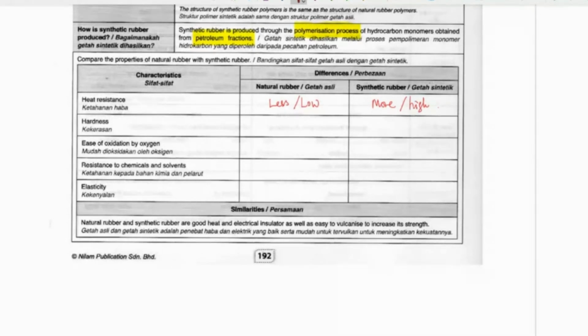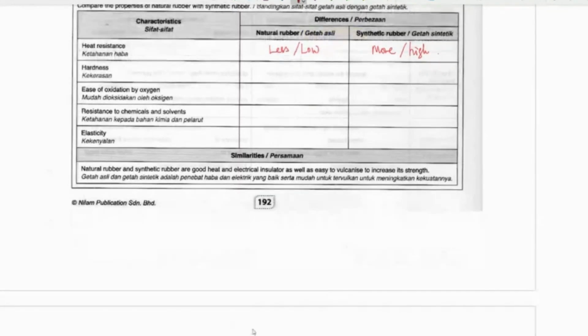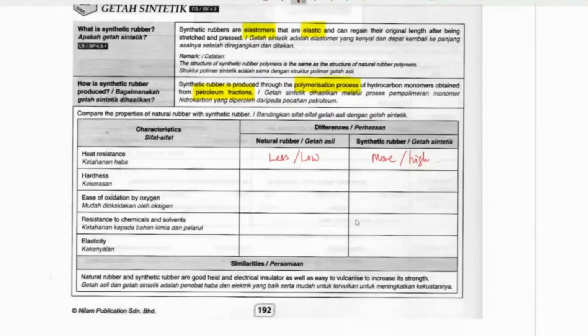Next, hardness. For natural rubber, class, what do you think? The hardness of natural rubber. Soft? Okay, softer. Meaning the synthetic will be harder. Okay, good.